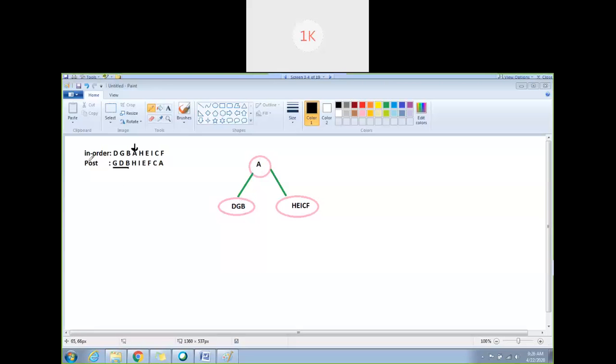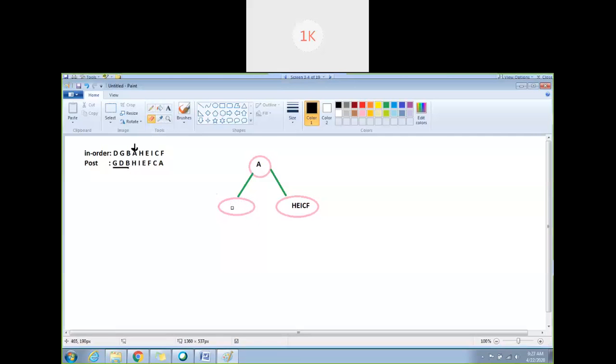B is the root element, right? No, see, in post order, I am checking these elements: D, G, B. I have to check in post order to find my root. Among these elements, which element did I visit last? B, ma'am. B for ball. Right? B.